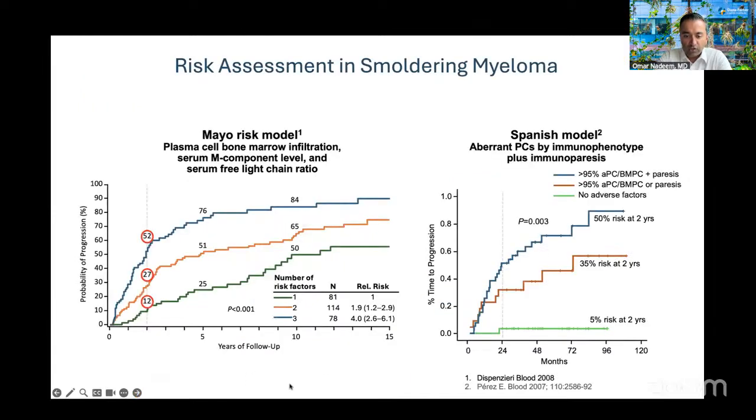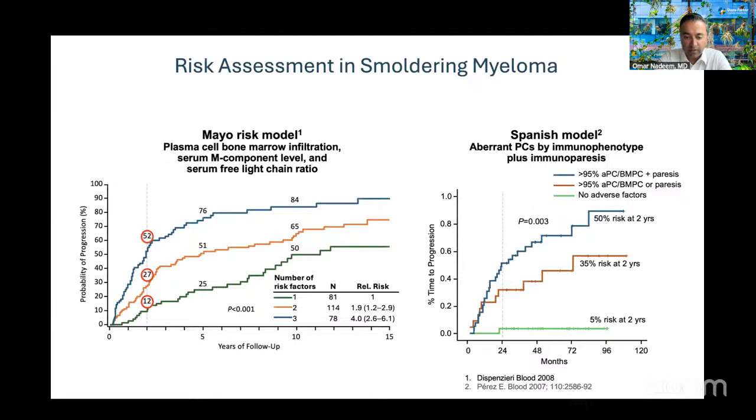So here were the original risk stratification tools that we had for smoldering myeloma. The original Mayo Clinic model looked at several different criteria to identify patients, again, at high risk of progression. If your M protein was more than 3 grams per deciliter, if your bone marrow plasma cells were more than 10%, and if you had an abnormal serum-free light chain ratio of more than 8, having all three of those categories predicted about a 50% chance of developing multiple myeloma in the next 2 years. So that was our original high risk definition for these patients.